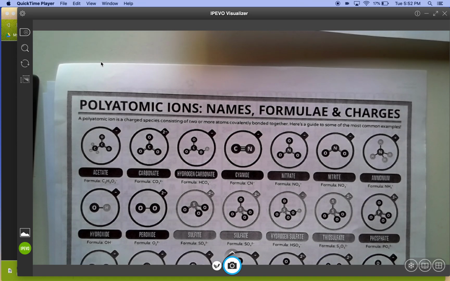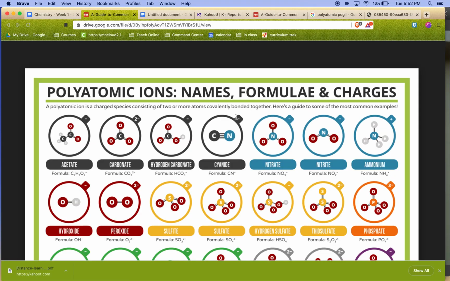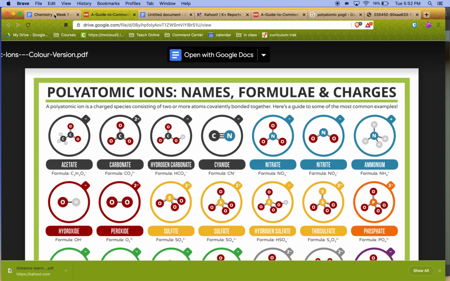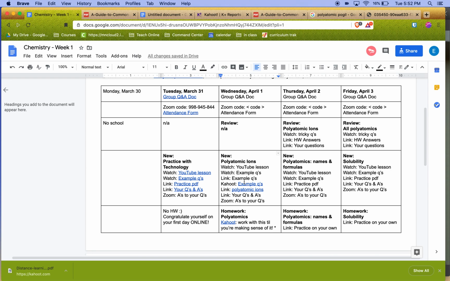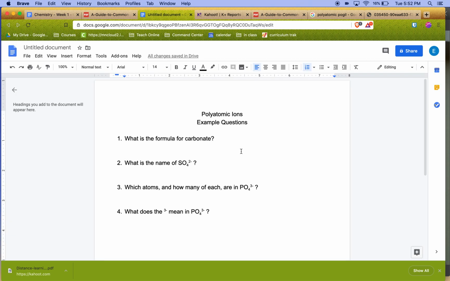All right, welcome back. Yes, we're still on polyatomic ions, and here we're going to figure out some example questions and what to do with them. So we're still looking at your polyatomic ions. You likely have this open in a tab that looks somewhat like this. We're going to click the example questions. That is not linked yet. This will be linked in just a second. You'll get a page that looks like this. And we'll do these 4 questions, and then I'll show you what you're going to do for practice.